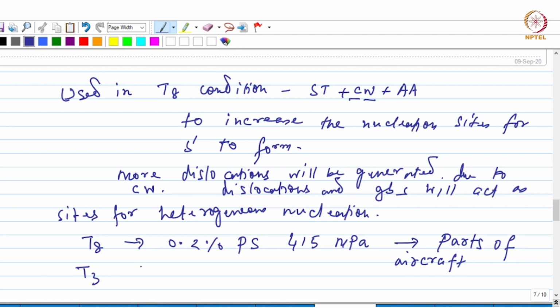T3 condition is nothing but solution treated plus cold working followed by natural aging, and the yield strength in this case is around 350 MPa. And in T4 condition, which is natural aging, it gives around 290 MPa proof stress.